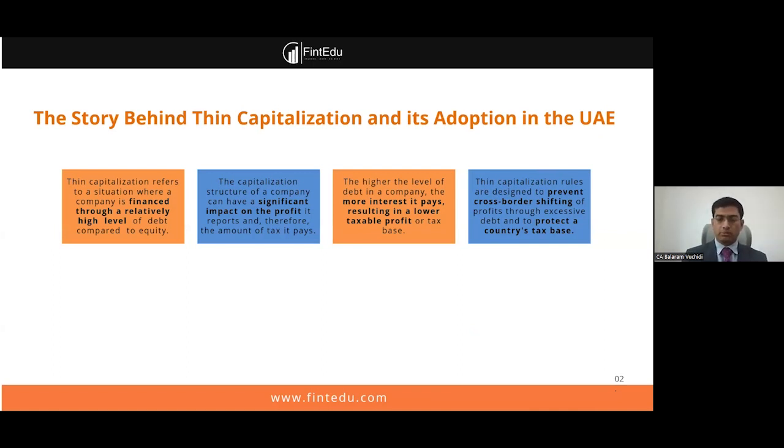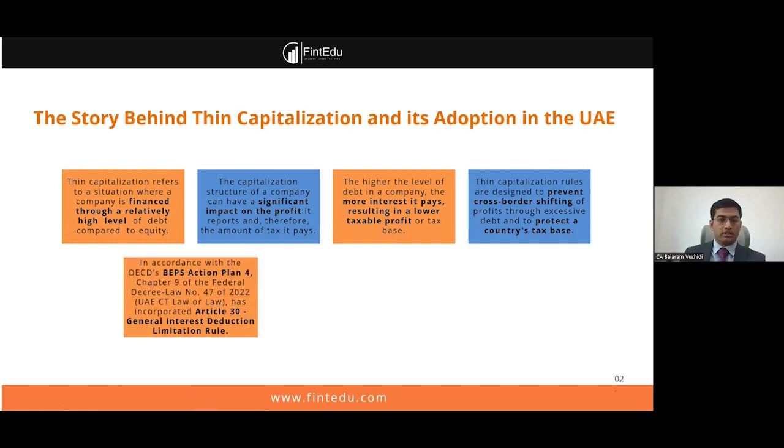So obviously, if you are paying interest from a country where the tax rate is higher to a company of your group situated in another country where the tax rate is lower, you are trying to shift your profit, correct, from the country where the tax rate is higher to a country where the tax rate is lower. In order to curtail these kinds of arrangements, the OECD has released the BEPS action points and initiatives. Number 4 from those BEPS action points talks about curtailing this particular arrangement.